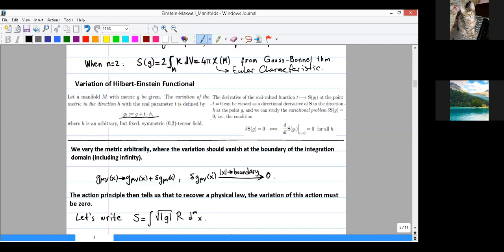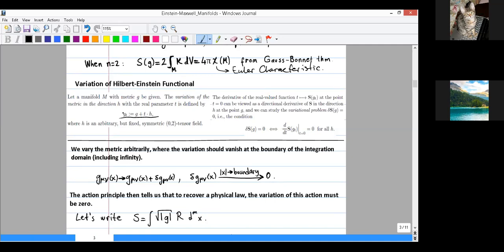Just to remind you of the basics of variation, I am giving this simple definition. If we have a manifold M with metric G, the variation of the metric in the direction H with the real parameter T is defined by this equation.